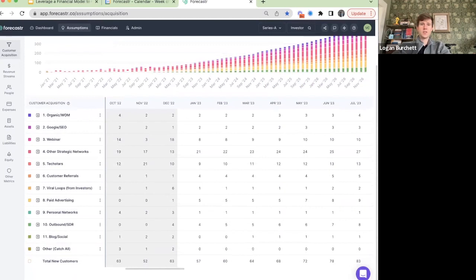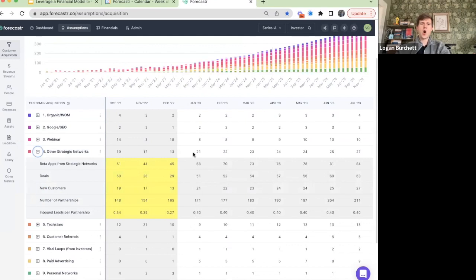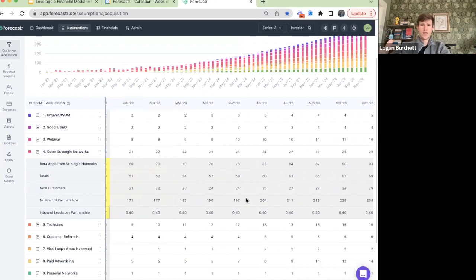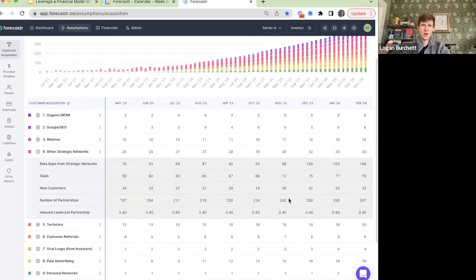So in our case, we'll say diversified acquisition funnel. You can see how we're getting new customers. You can see that our biggest one is strategic networks. I could expand this and explain all of the different metrics here to show, we have 165 partnerships active, up and running. They give us 0.275 leads per partner on average. We're going to scale that out over the next year to get to 250 partnerships at 0.4 leads per.